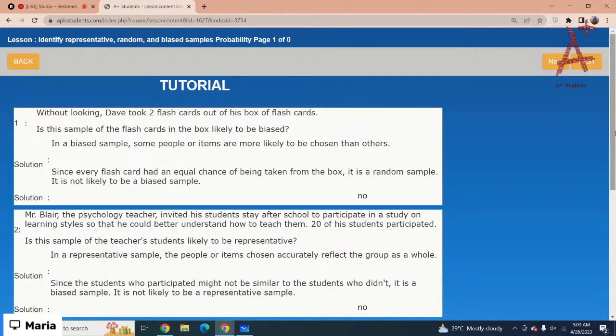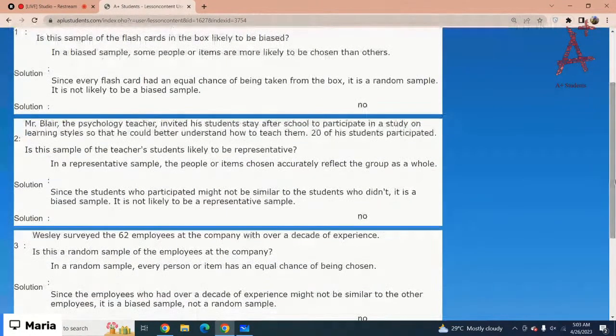Mr. Blair, the psychology teacher, invited his students to stay after school to participate in a study on learning styles so that he could better understand how to teach them. 20 of the students participated. Is this sample of the teacher's students likely to be representative? In a representative sample, the people or items chosen accurately reflect a group as a whole. Since the students who participated might not be similar to the students who didn't, it's a biased sample. It is not likely to be a representative sample.